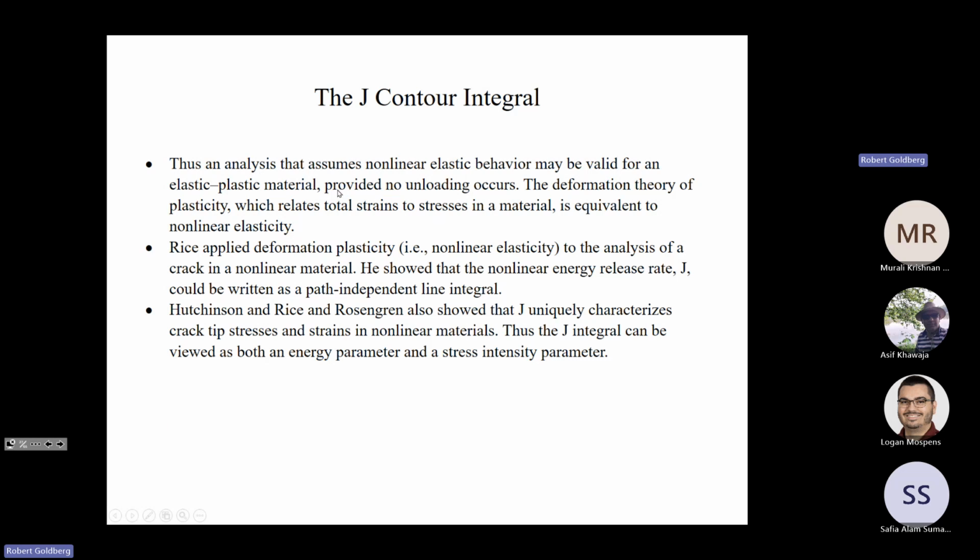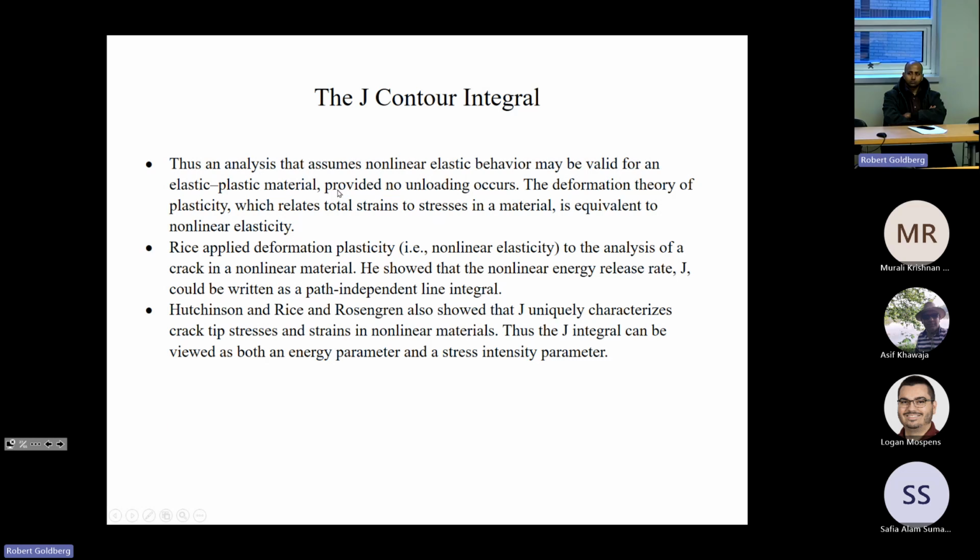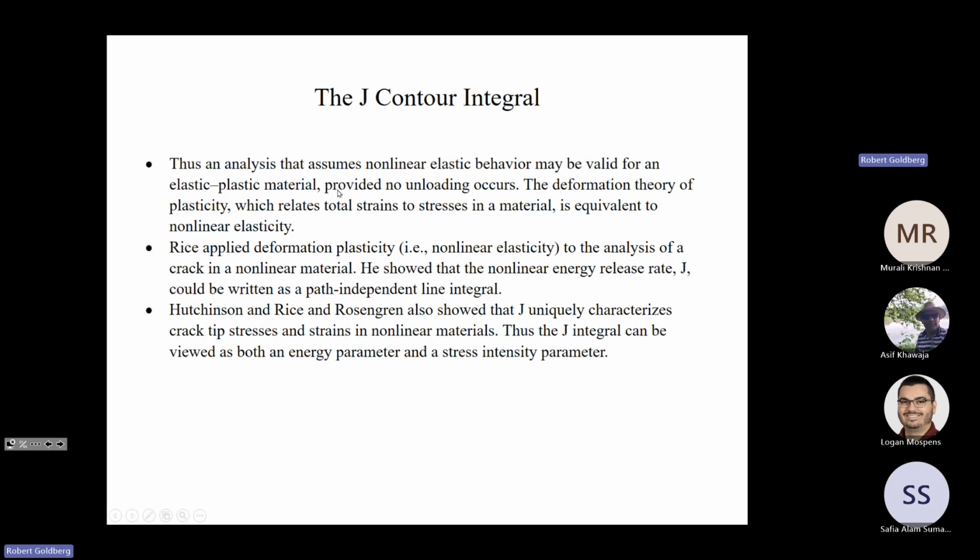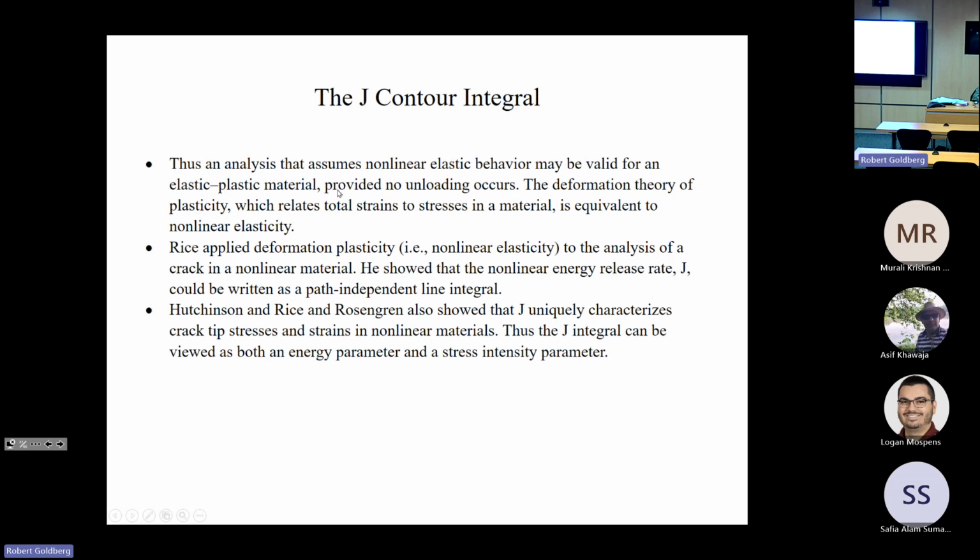But Rice applied this deformation plasticity or nonlinear elasticity to the analysis of a crack in a nonlinear material. Through that, he defined a nonlinear energy release rate, J, which can be written as a path-independent line integral. And Hutchinson, as well as Rice and Rosengren, also showed that this J uniquely characterizes the crack tip stresses and strains in nonlinear materials. So we'll talk about both.